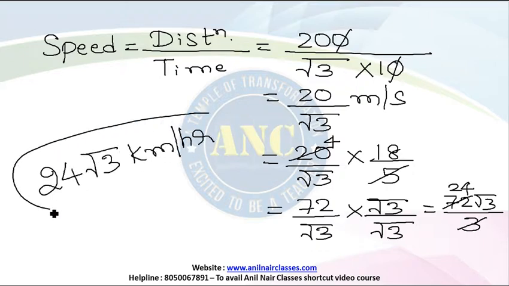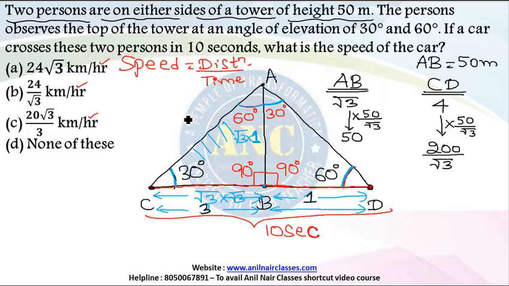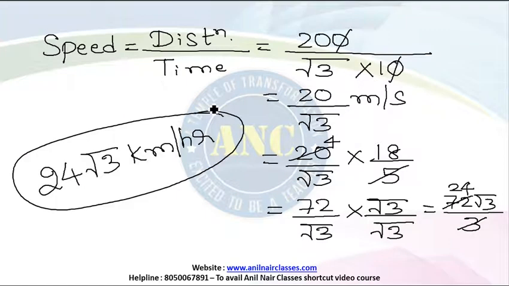A beautiful question which can be solved by using this method 2, thereby getting the answer by ratio method instead of solving by the traditional way. Speed of the car is what they are asking. Speed is nothing but distance by time. Time is already given in the question as 10 seconds. Let us convert it to kilometers per hour later on by multiplying by 18 by 5, and distance is what we need to find, which is traveled from C to D, and that is what we got as 200 by root 3.